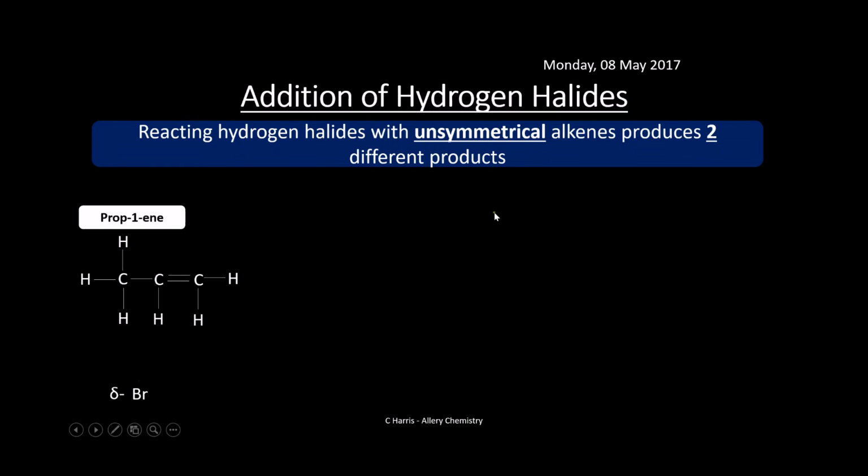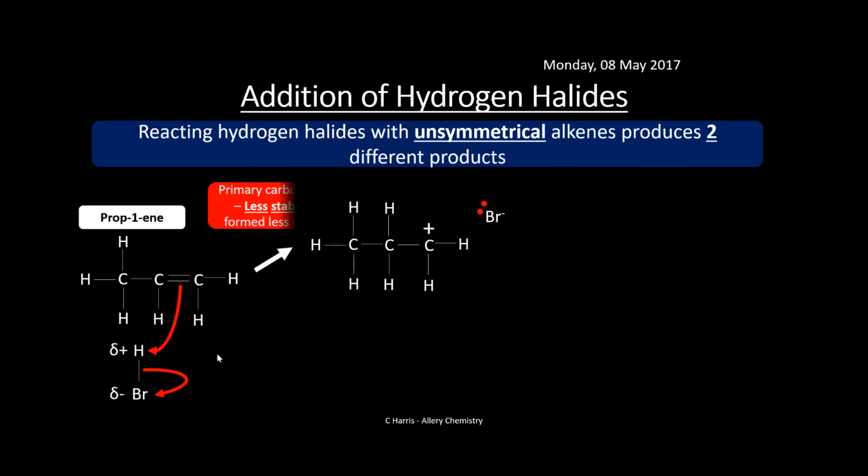So here we've got one here. This is propene. You can see it's an unsymmetrical alkene because you can see the double bond on one side of the molecule. Here's our hydrogen halide again. So we've got delta positive, delta negative. We're going to do the same mechanism as what we did before. The double bond goes in for the delta positive, breaks that bond. The hydrogen adds onto the molecule. There's the hydrogen there. It wasn't there before, we've now added it.